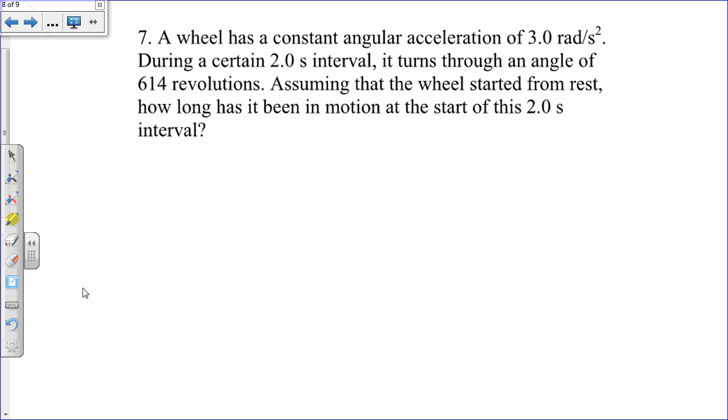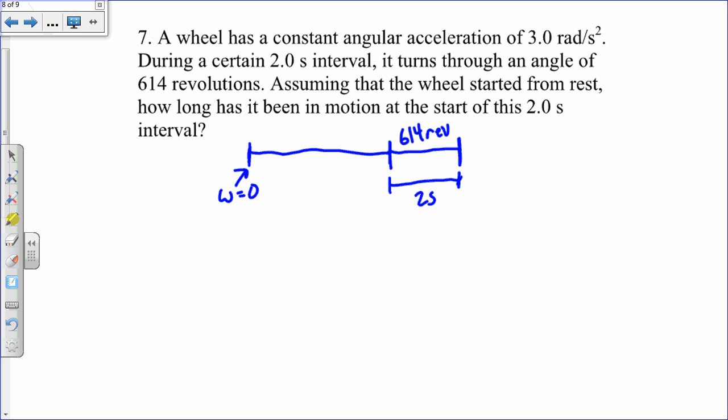Let me just sketch out a little timeline. This is when the wheel started turning. It turns, and then you begin this 2-second interval. During this 2-second interval, which is 2 seconds, it travels through 614 revolutions. This was when it first started, so it had an omega equal to 0. I want to know what this time is before this 2-second interval. How much time has passed?